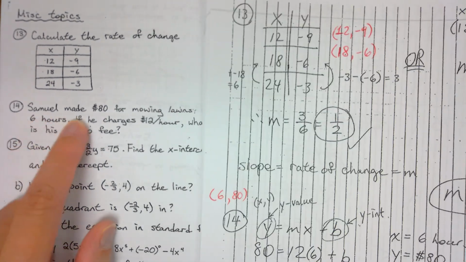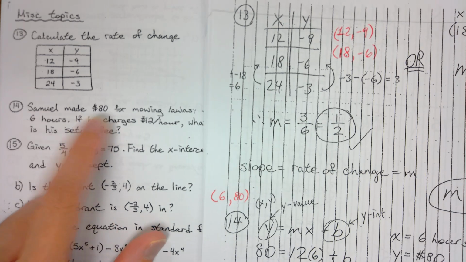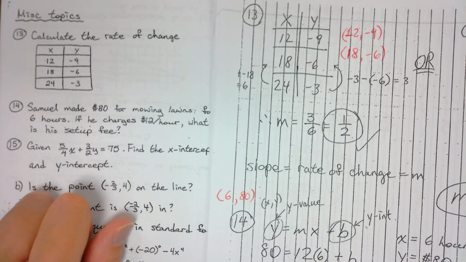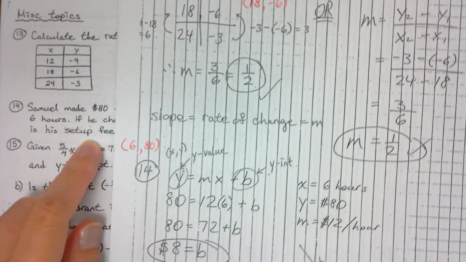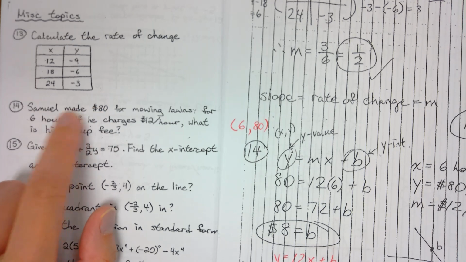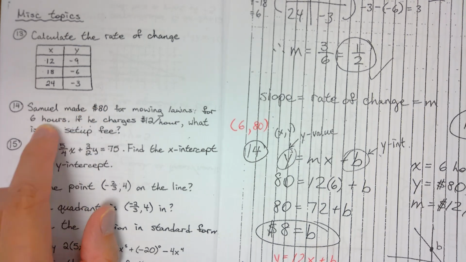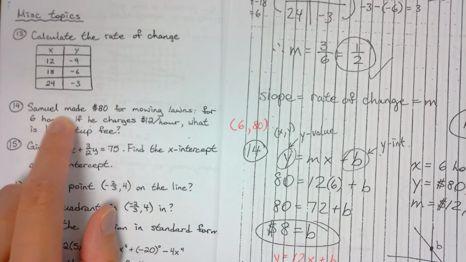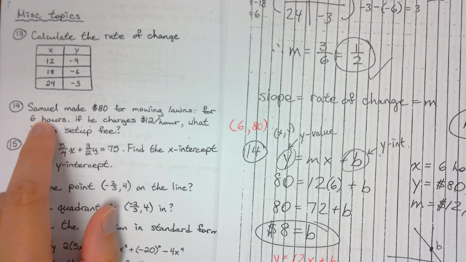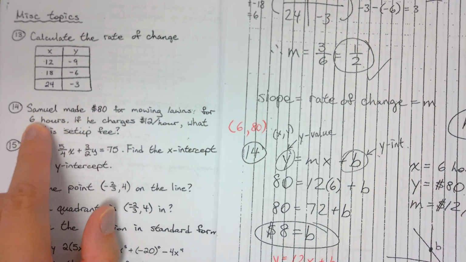Number 14, Sam, he made $80 mowing the lawn for 6 hours. He charged $12 per hour. So how much was the setup fee? So for the 6 hours, $80, should it be 6 comma 80 or 80 comma 6? Let's see, Zoe, should it be 6 comma 80 or 80 comma 6?